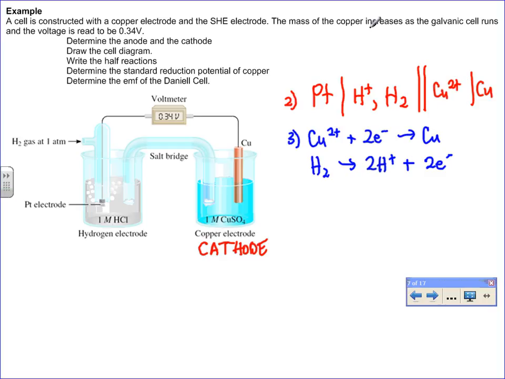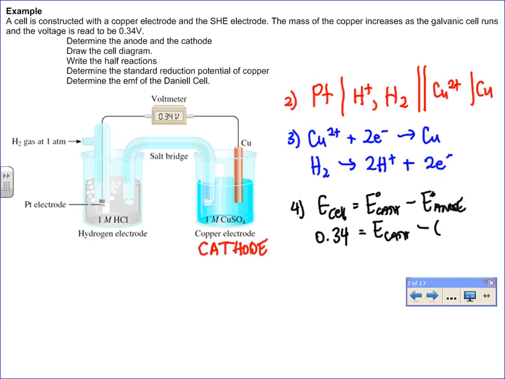To determine the standard reduction potential of copper, we know that E of the cell is equal to the reduction potential at the cathode minus the reduction potential at the anode. We know the overall cell voltage is 0.34, and we know that the copper is the cathode and that the anode, or the SHE electrode, has 0 volts. So in this case, the reduction potential at the cathode is 0.34 volts.